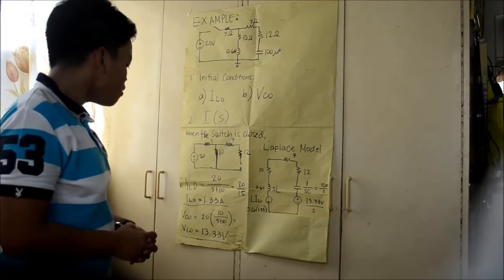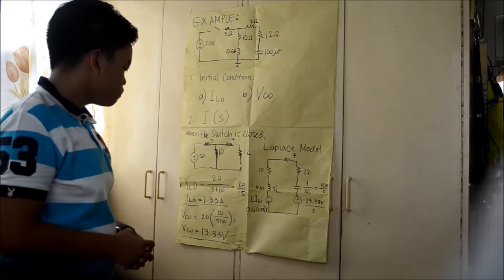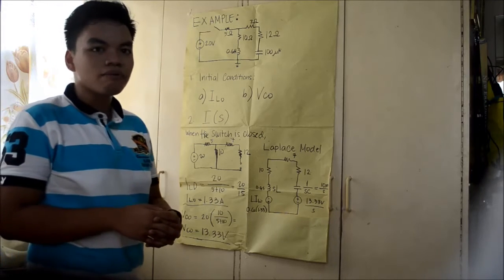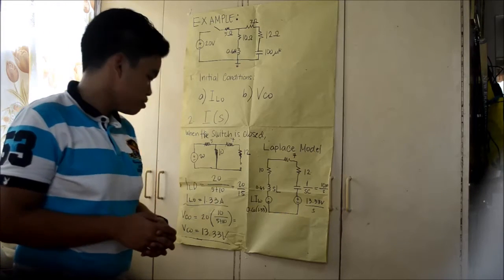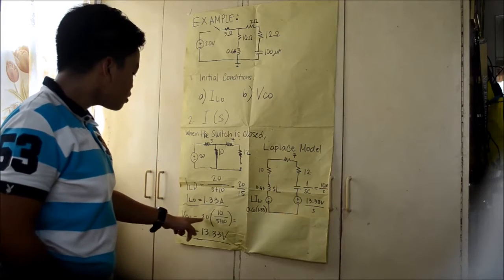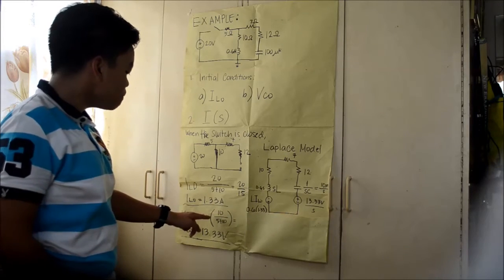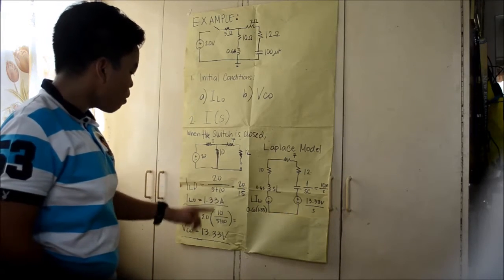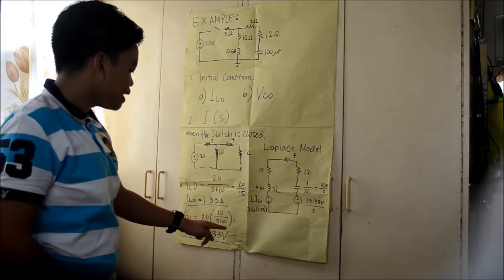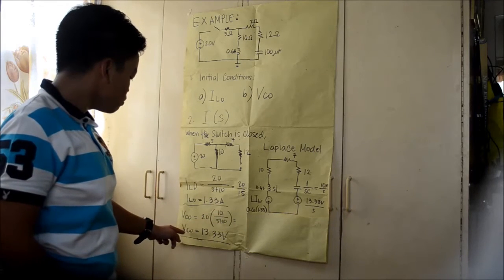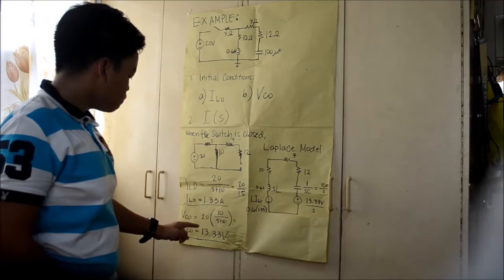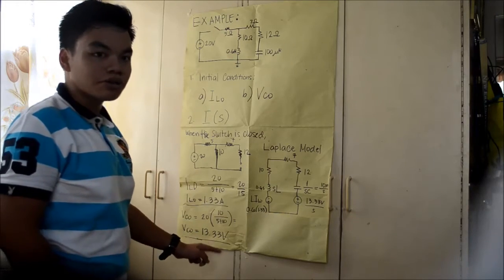For v_C of 0, we will be using the voltage divider method. V total, which is 20, times R2, 10 over 5 plus 10, so v_C of 0 is equal to 13.33 volts.